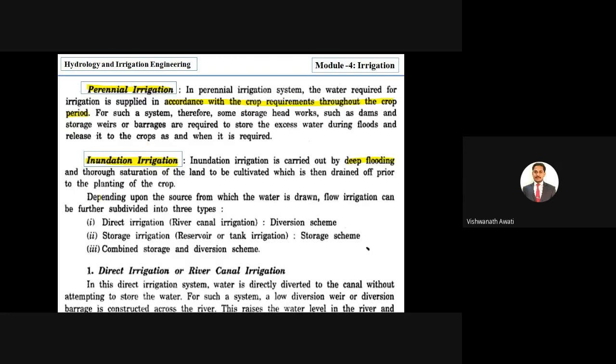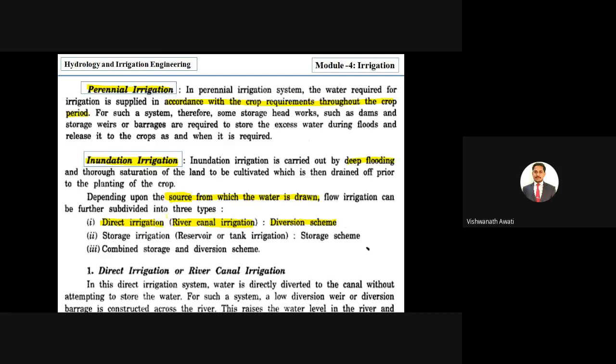Again, flow irrigation is divided depending upon the source from which water is drawn. Flow irrigation can further be subdivided into three types. So again, it is divided based on the source from which water is drawn, right. The first one is direct irrigation, or river canal irrigation, also called the diversion scheme, right. All are the same: direct irrigation, river canal irrigation and diversion scheme.